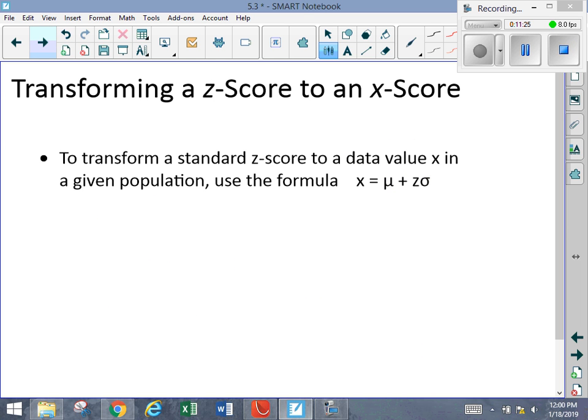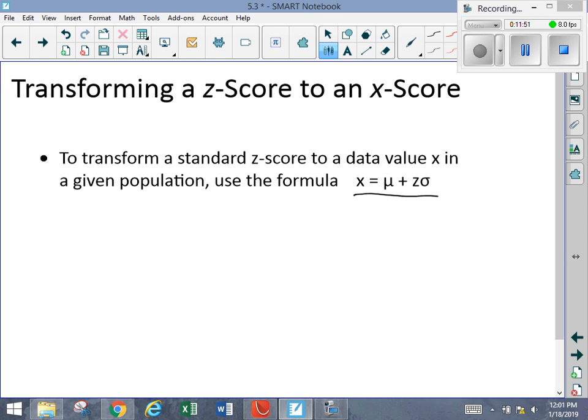All right. So here we go. You're going to have to use this formula. So if you were asked for an x value, so hey, you got a z-score, right? What's the x value that corresponds to that z-score? You would have to use this formula.